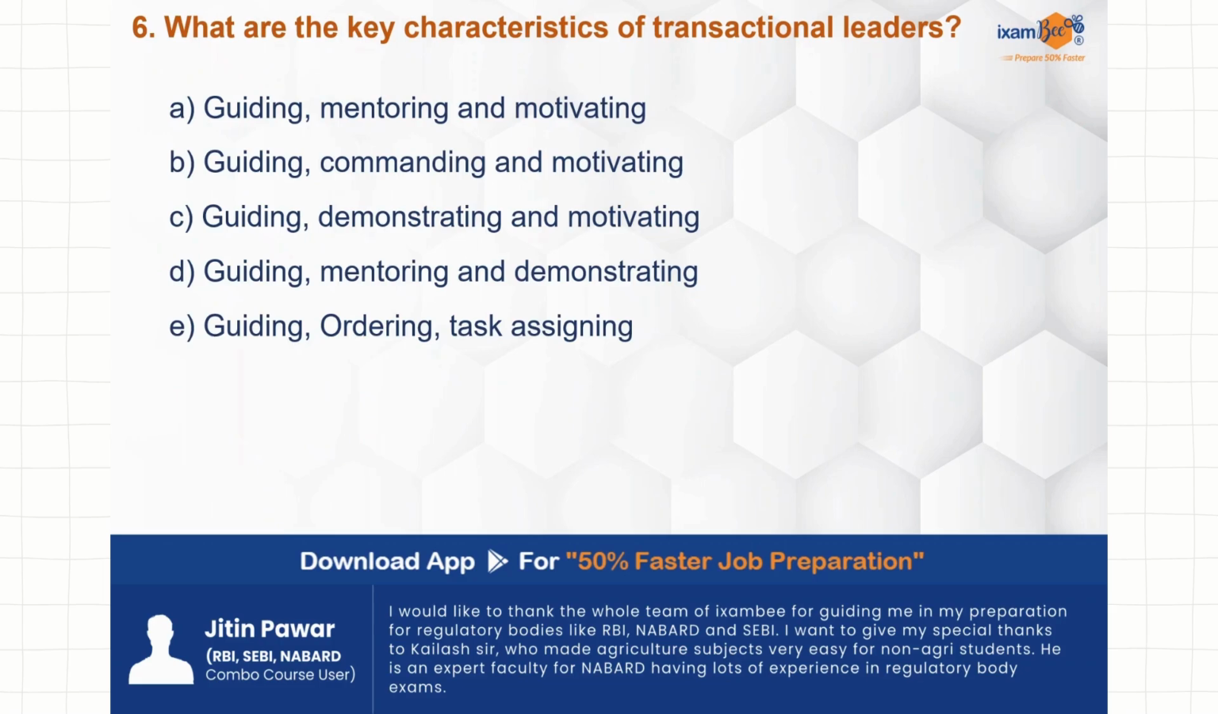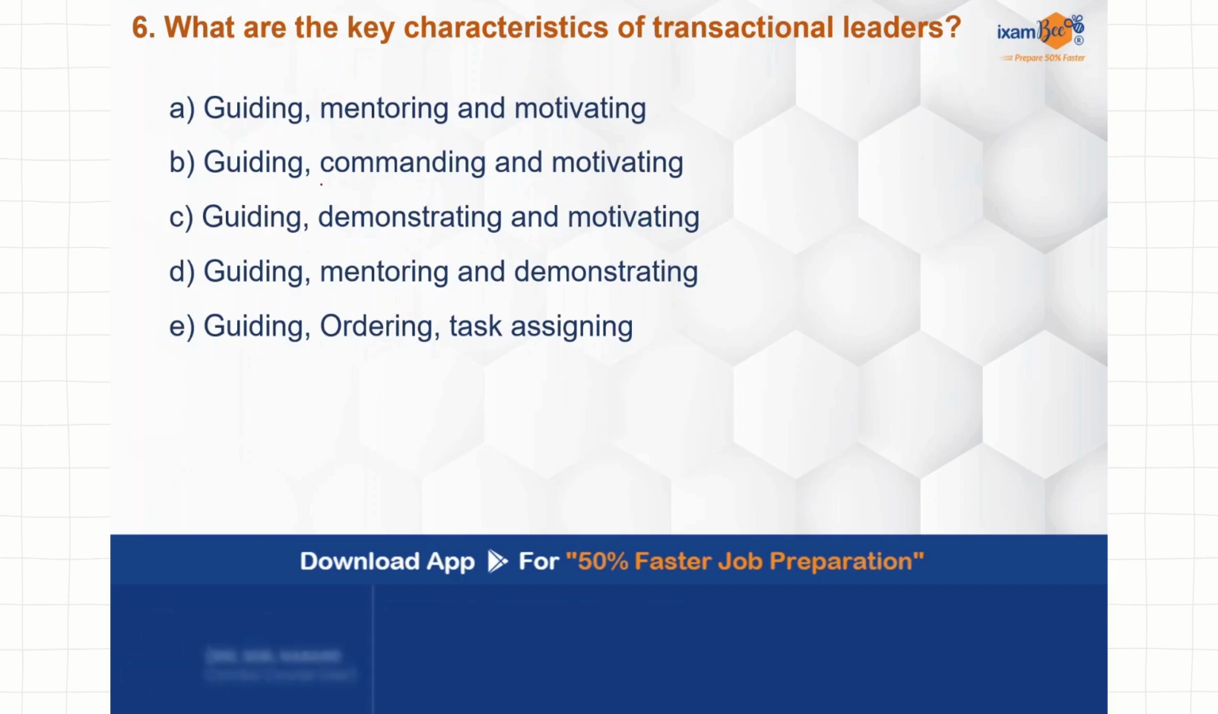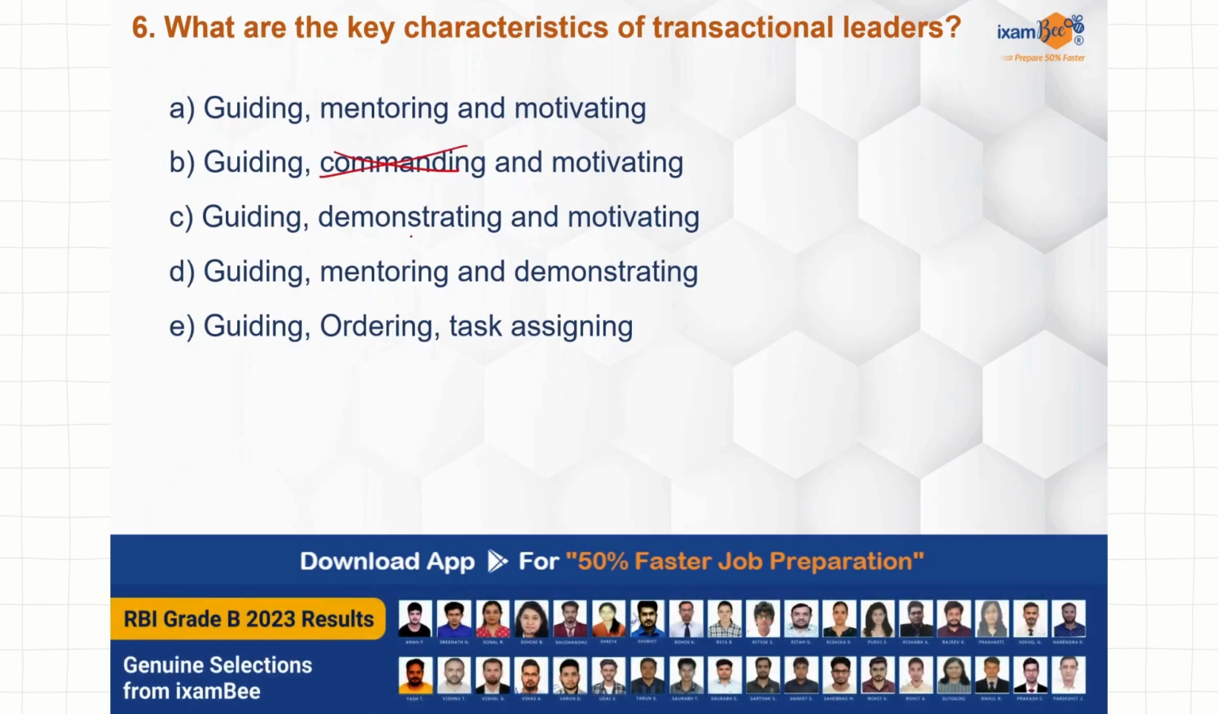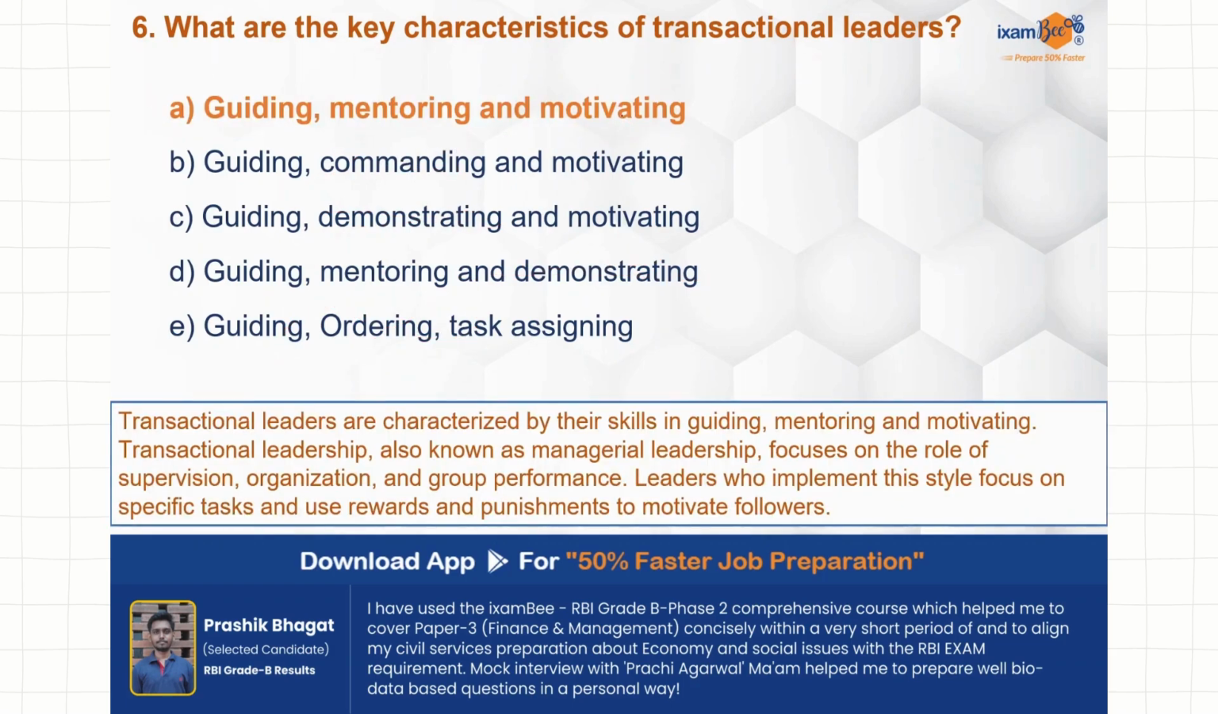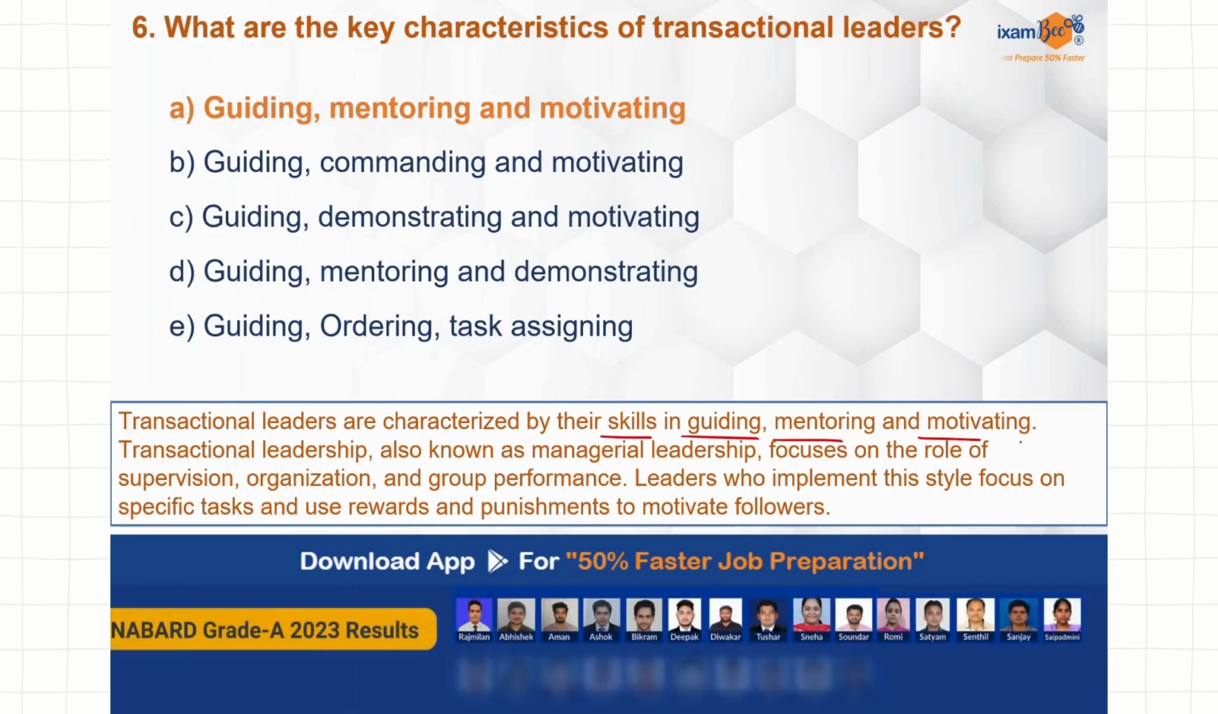Next is, what are the key characteristics of transactional leaders? So the options are guiding, mentoring, motivating. Next is guiding, commanding. No, transactional leaders are not commanding. Guiding, demonstrating. Demonstrating is again the wrong answer. Guiding, mentoring and demonstrating, again demonstrating, so this option is also not correct. Guiding, ordering. No. So A, guiding, mentoring and motivating is the correct answer here. That's what transactional leaders do. They are characterized by their skill in guiding, mentoring and motivating.